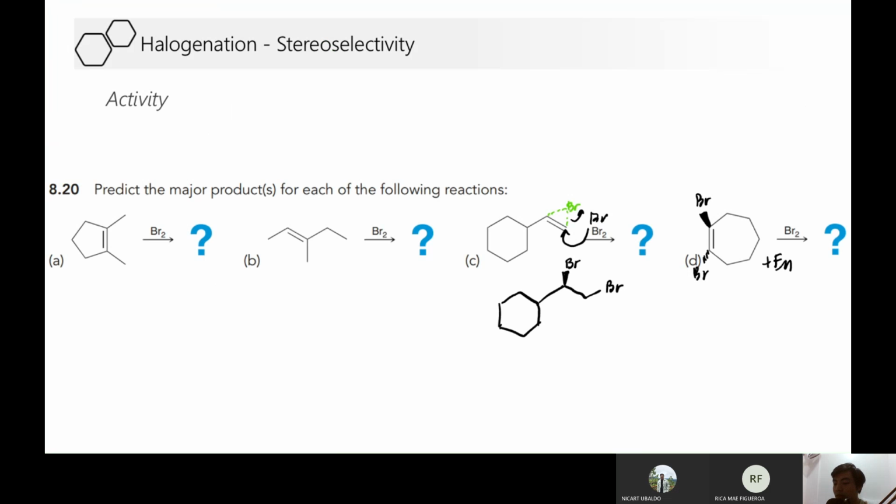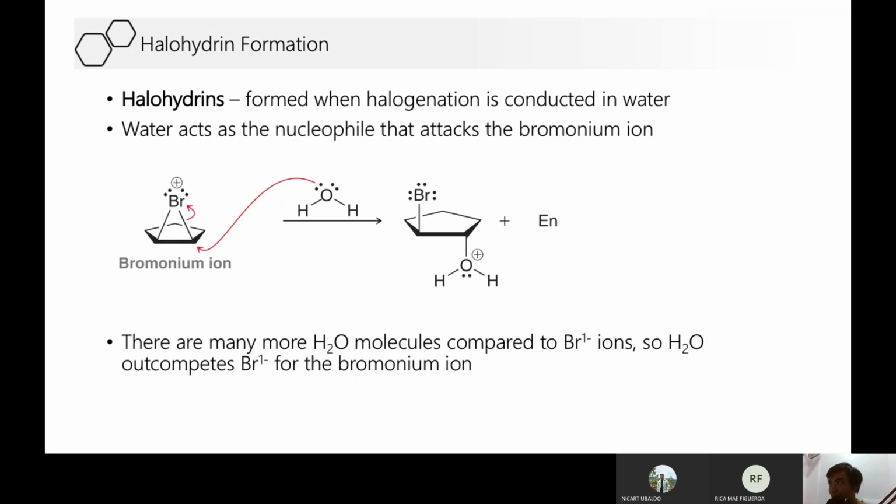Ayan. So, easy lang, di ba? The next one, halohydrins. So, ano nangyari naman sa halohydrins? This reaction happens when you have your halogen and water. So, may halogen ka and may water ka. What happens first is that the halogen will form the bromonium ion. Itong clip na 'to, yung triangle na yan.